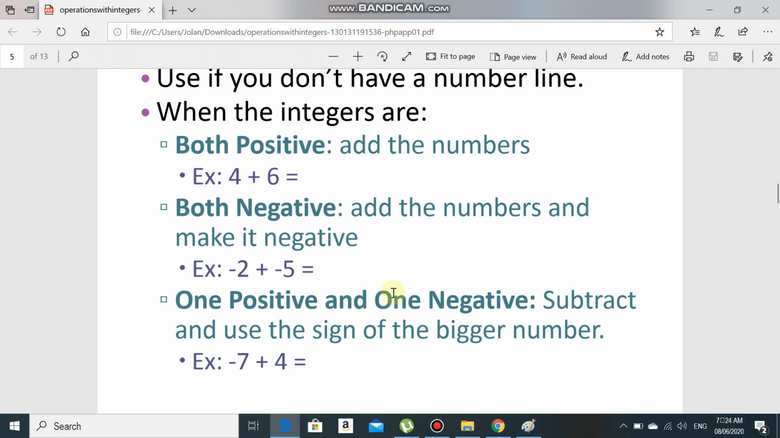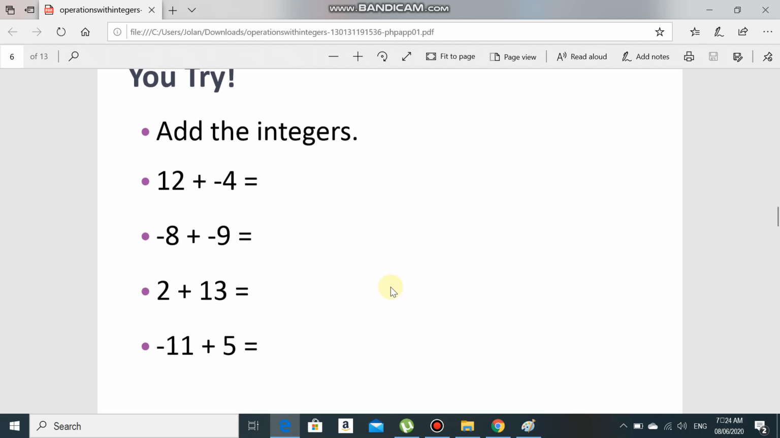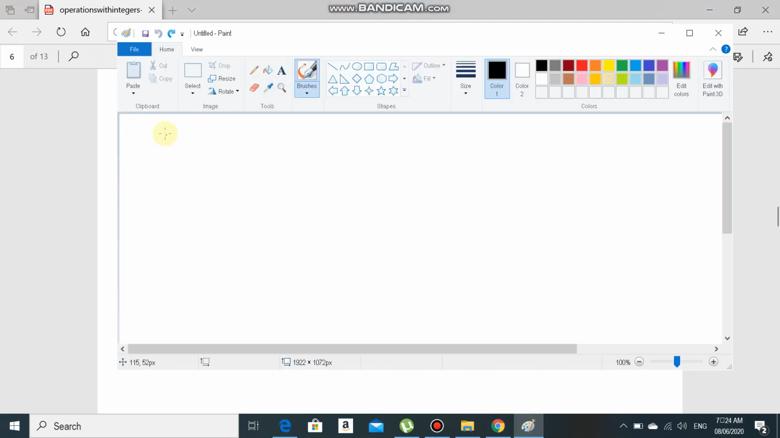Now let's apply everything. You try adding integers without using the number line. First, we have 12 plus negative 4. The third rule says that if they don't have the same sign, you need to subtract them. So 12 minus 4 gives us 8, and we use the sign of the bigger number. Since 12 is bigger than 4 and 12 is positive, our final answer must also be positive.